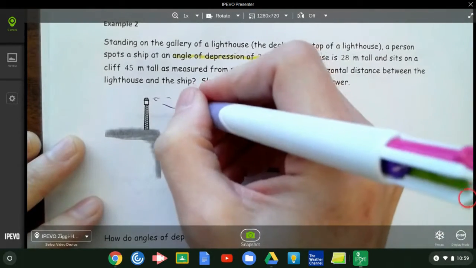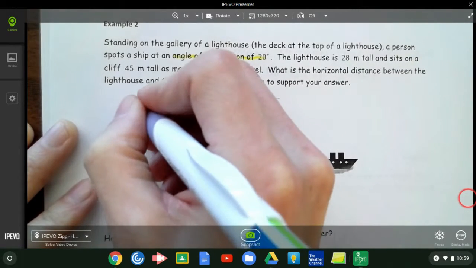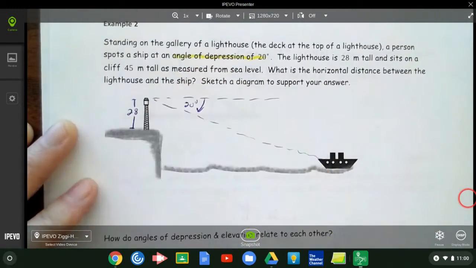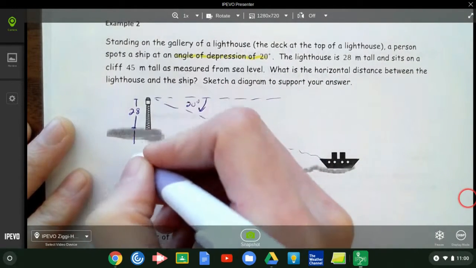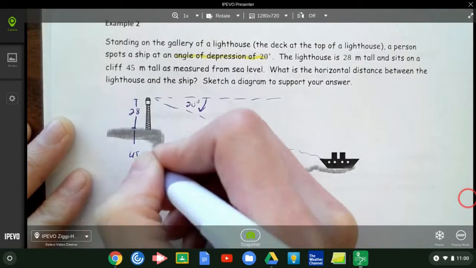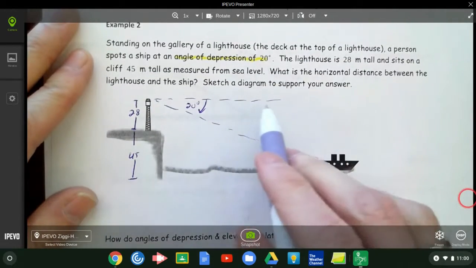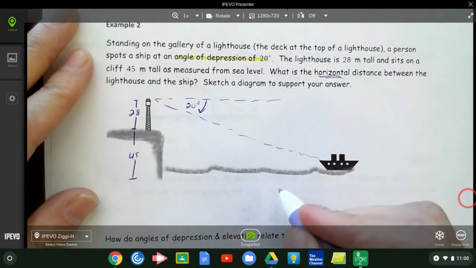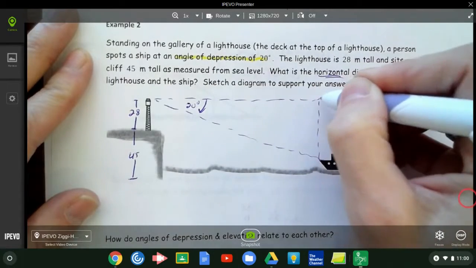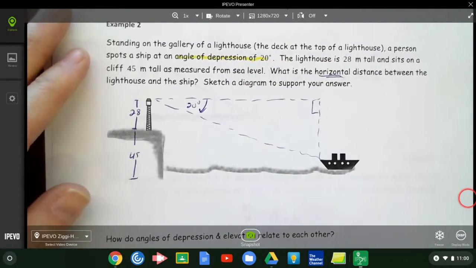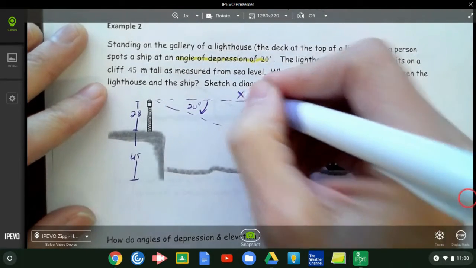Okay, 20 degrees. The lighthouse is 28 meters tall and sits 45 meters off on a cliff. So that's a 45-meter cliff. What is the horizontal distance? That's important to know. The horizontal distance between the lighthouse and the ship. So if I create my triangle here, okay, well, let's see. I'm looking for horizontal distance. So that's what I'm looking for.